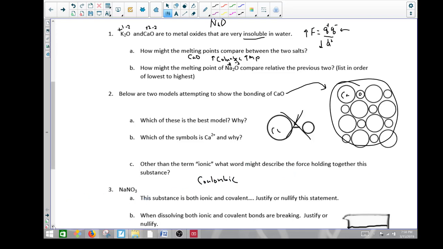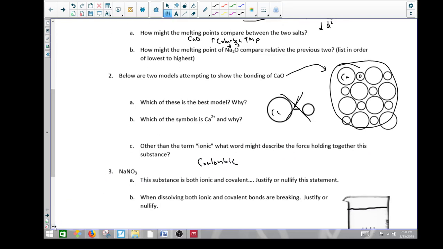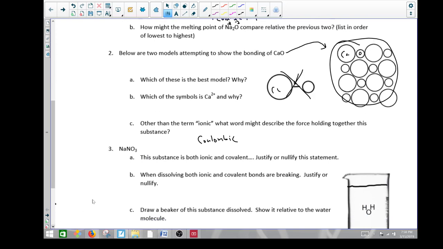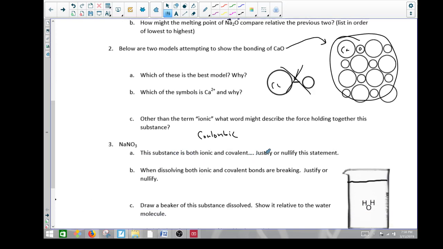Next, sodium nitrate. This substance is both ionic and covalent. Justify or nullify. Justify that. Right here, there is an ionic compound. That's the cation, this is the anion. This anion happens to be a molecule of nitrate, which is held together by covalent bonds. You can draw a Lewis structure of this, with little dashes showing shared electrons. So both are present.